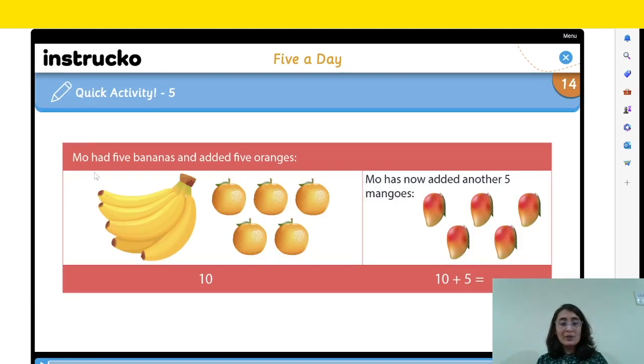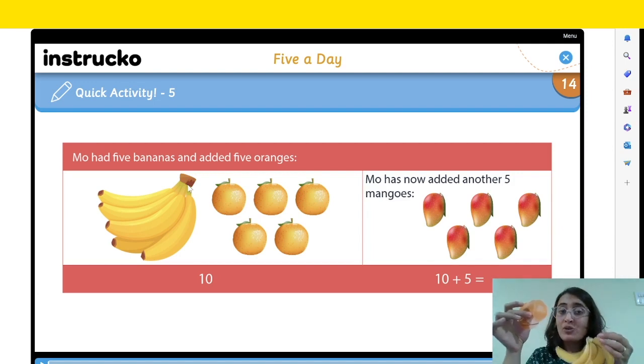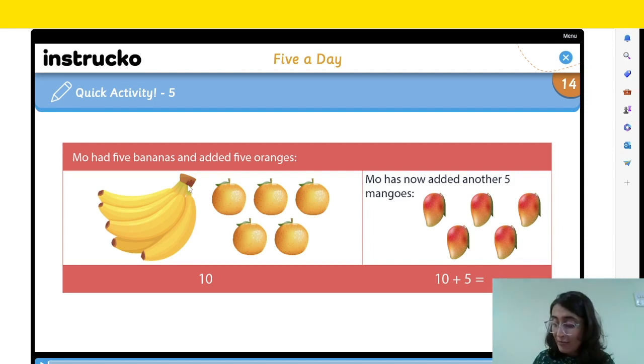Now, see, it's asking you the same thing. Now, Mo had 5 bananas. Then Mo had 5 oranges. And now Mo has 5 mangoes. So, now tell me how many total number of fruits does he have now? Okay, we will count from the beginning again. Okay. 1, 2, 3, 4, 5 bananas. Then 6, 7, 8, 9, 10. 5 oranges, which makes it a total of 10. Then 5 mangoes also. Okay, so 11, 12, 13, 14, 15.